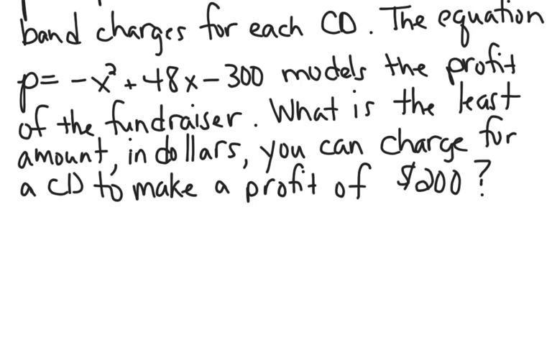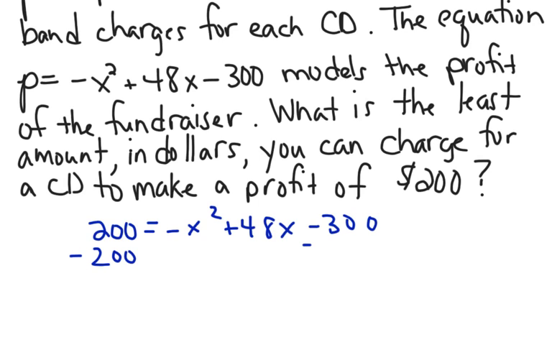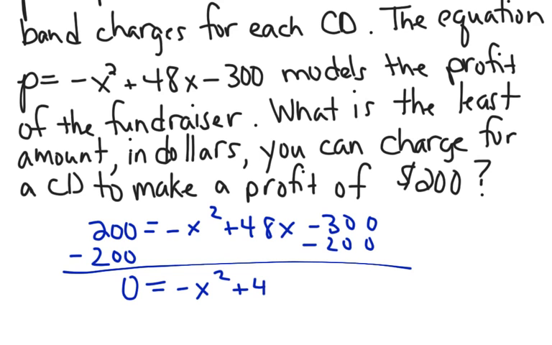Well, the first thing that I'm going to do is replace P with 200 in this quadratic equation. So we want to solve this quadratic equation for x to find out what the least amount we could charge is, and still make my $200. In order to solve a quadratic equation, the equation must equal 0, and right now it does not. So first you're going to make it equal 0. And the fastest way to do that is to subtract 200. So now I have the equation -x squared plus 48x minus 500 equals 0.